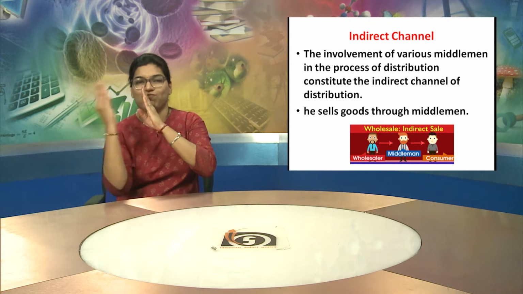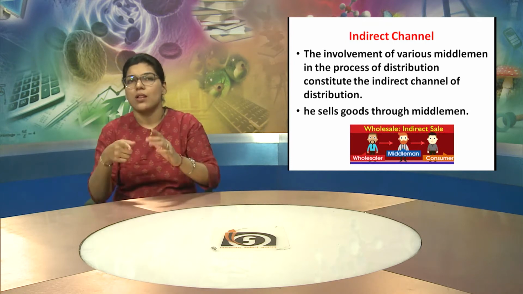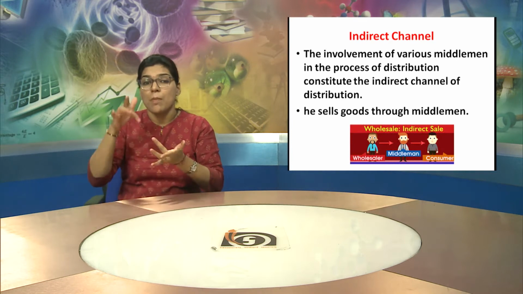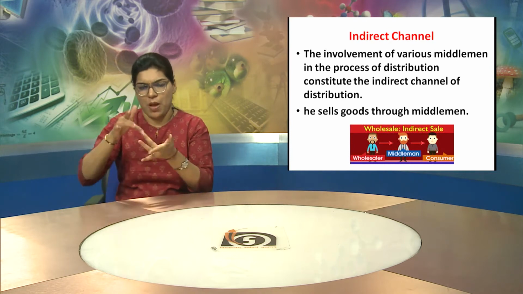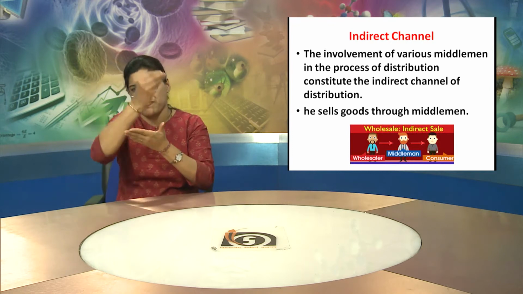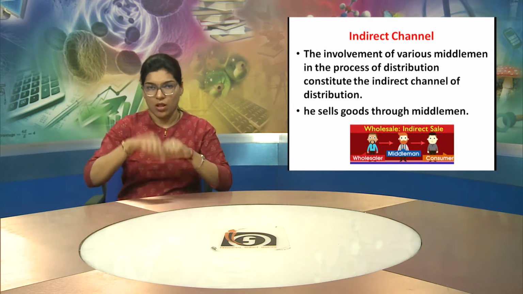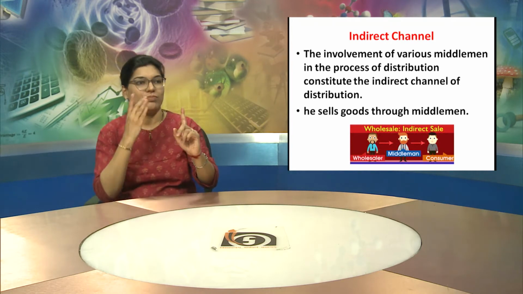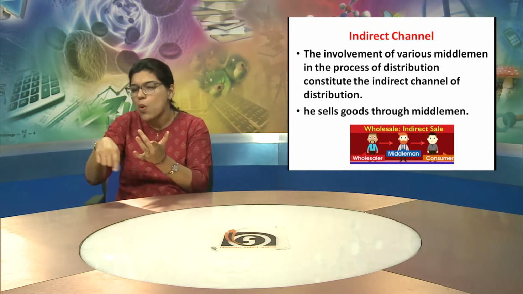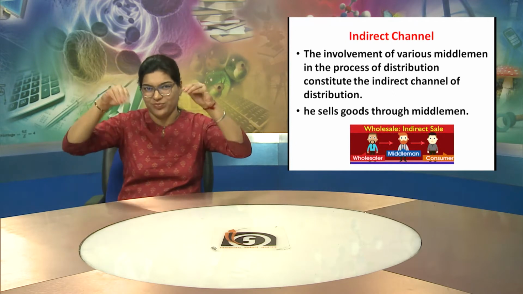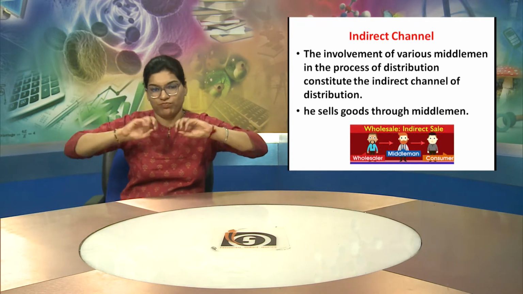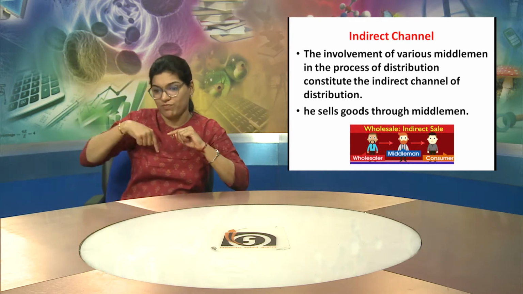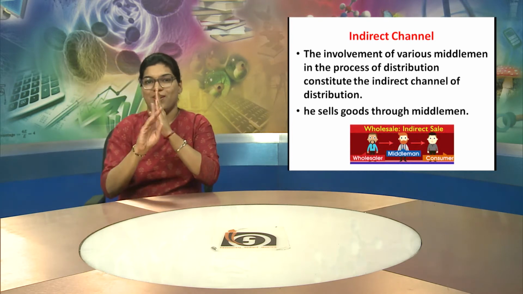Second point, indirect channel. We sell goods through middlemen. For example, there is no link between producer and consumer. There is a need of middlemen to sell their products from producer to consumers.